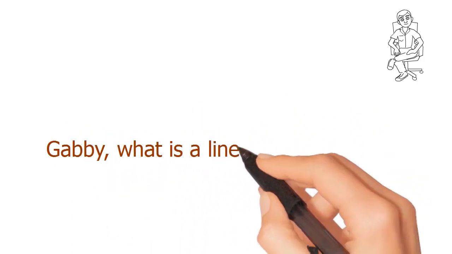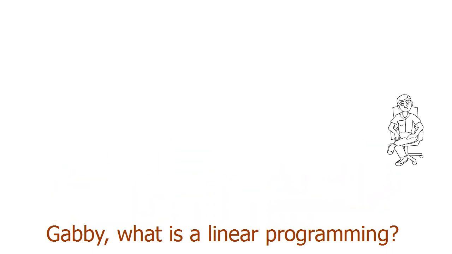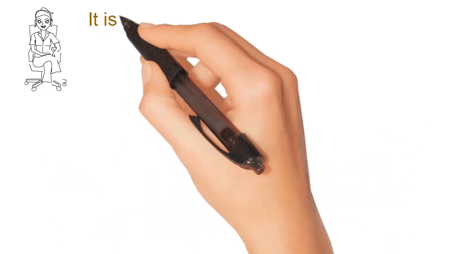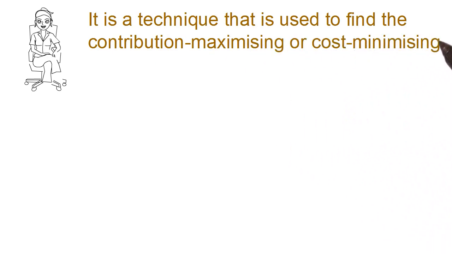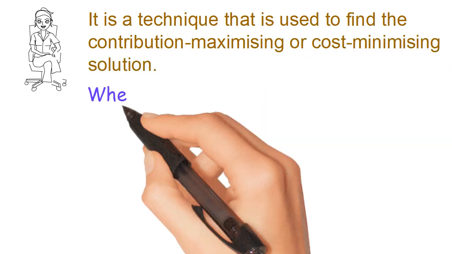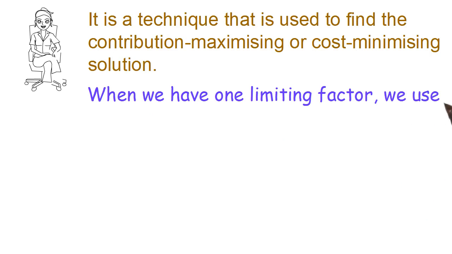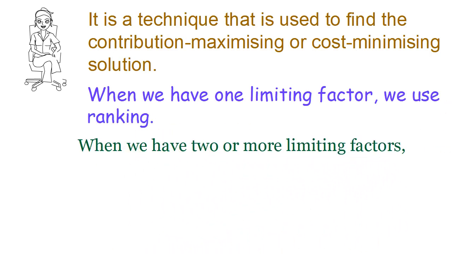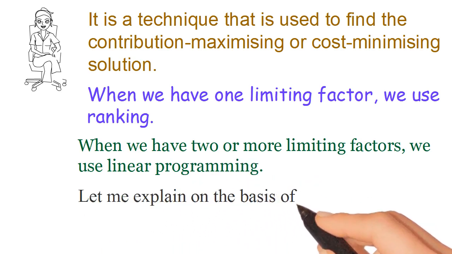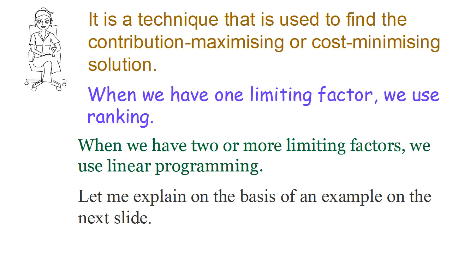Gabby, what is linear programming? It is a technique that is used to find the contribution maximizing or cost minimizing solution. When we have one limiting factor, we use ranking. When we have two or more limiting factors, we use linear programming. Let me explain on the basis of an example on the next slide.